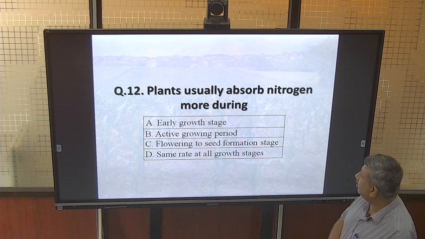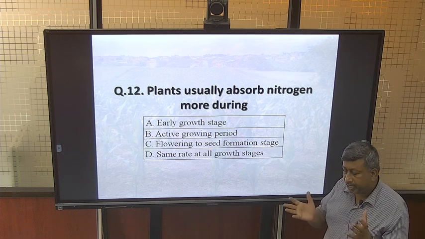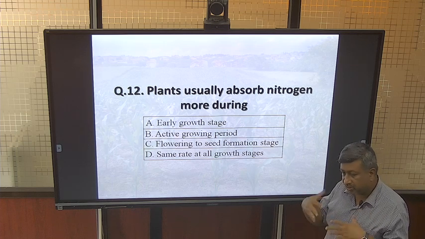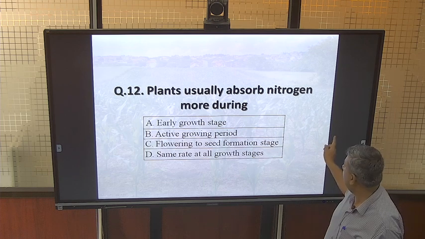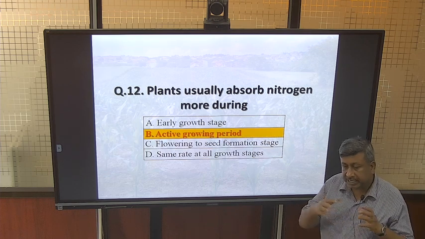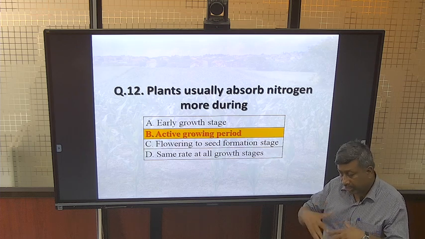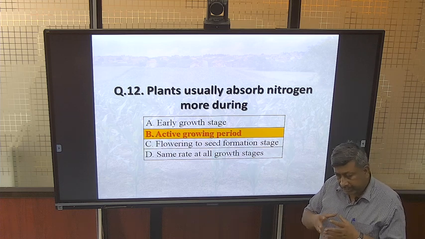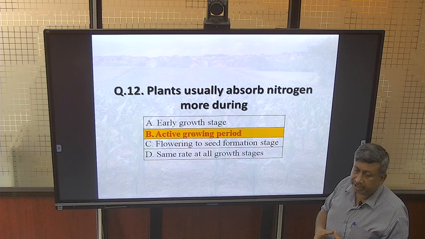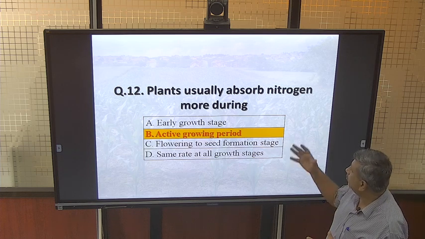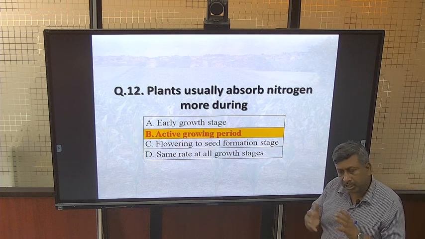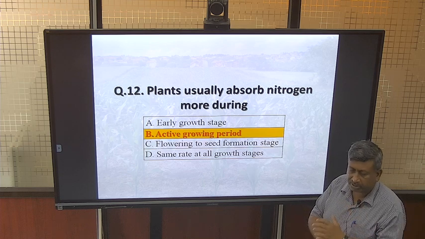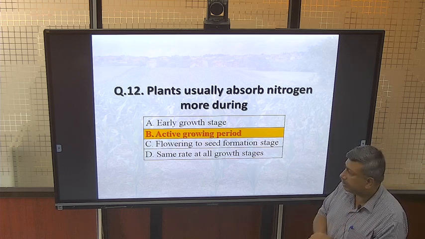Plants usually absorb nitrogen more during. Okay. So, when the plant requirement is high for the nutrient, when dry matter production is very high, whenever photosynthesis is high, dry matter production is high, then definitely nutrient demand will be very high, and this period is the active growing period when shoot formation is taking place very fast, leaf production is there, shoot formation is there, branches are there, tiller formation is there, and during this period nutrient requirement is more as compared to other stages. So, that is why nitrogen absorption, not only nitrogen, other nutrients are also absorbed more during this period, so that photosynthesis can take place at a high rate and there is more dry matter production.